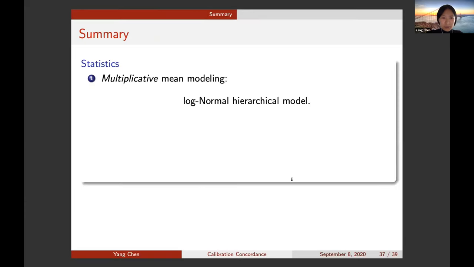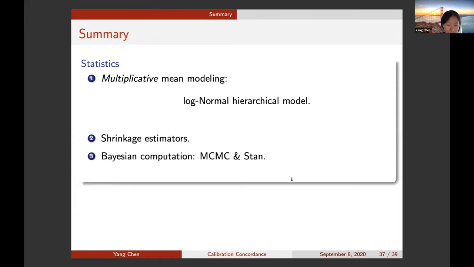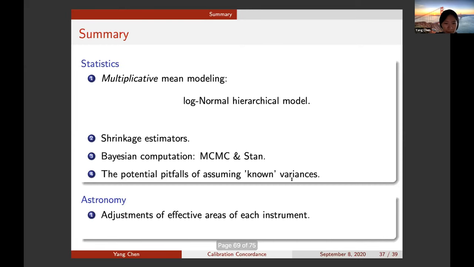And here, I'm just going to summarize. We gave a multiplicative mean modeling through a log normal hierarchical model, and later extended this to a log t model. We studied the shrinkage estimators for the effective areas and the fluxes, and also the self-normalizing shrinkage estimators for the variance parameters. We did Bayesian computation based on Markov chain Monte Carlo algorithms, and studied the potential pitfalls of assuming known variances for the observations. From a scientific perspective, we give the adjustment factors of the effective areas for each of the instruments based purely on the observations.